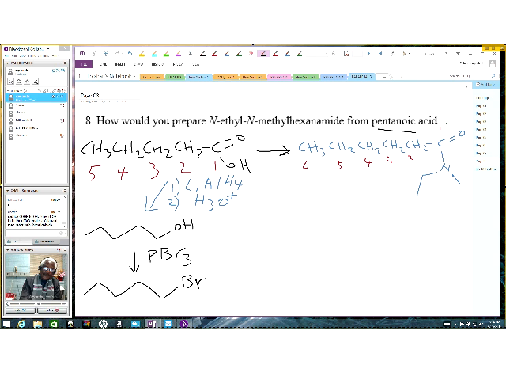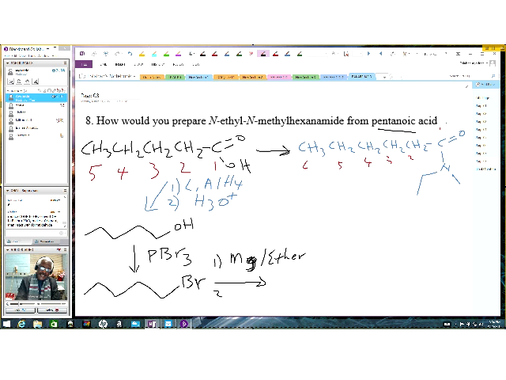Notice what we've done here. Phosphorus tribromide will transform a primary alcohol and sometimes a secondary alcohol to alkyl bromide. And that is what we have here. Now once you have this, then we have the linear reagent. So we form our linear reagent here with ether.